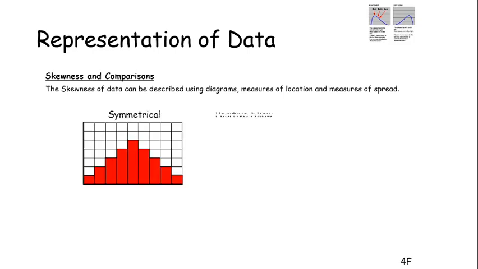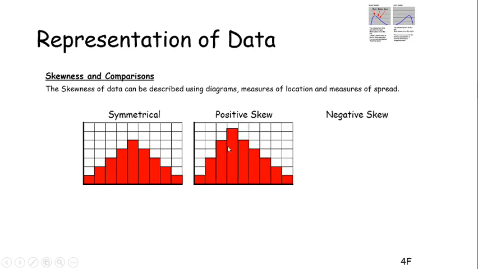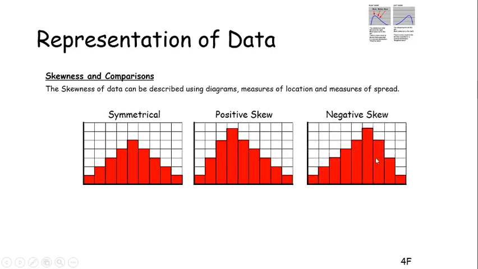Okay, the last thing you have to know is to do with skew. We have symmetrical, positive skew, and negative skew. Positive skew is centered more towards the lower values, negative skew is centered more towards the higher values. You just have to look at the shape. When you do A level, there are three different formulas for working out whether it's positive or negative skew.